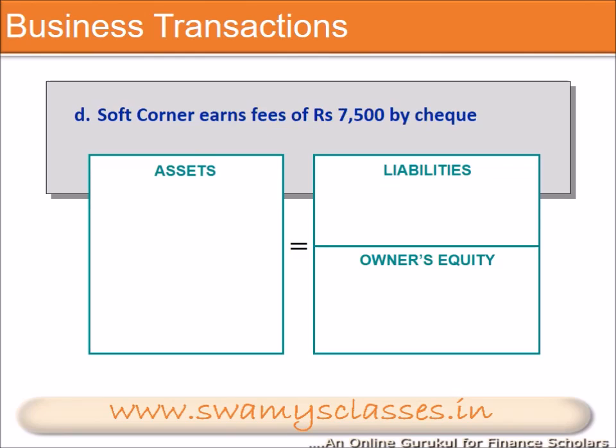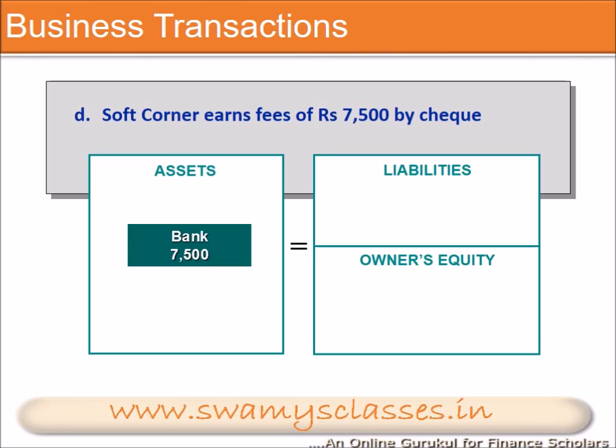The next in line, Soft Corner earns fees of rupees 7,500 by check. So obviously, if we receive the check, what do we do? We go and deposit that in our bank account. So can you imagine what will happen to our accounting equation? Assets will go up in the name of bank account by 7,500 rupees because we have deposited the check in our bank account. Parallelly, what will happen to the other side? Look at this word here, fees. We are earning fees. Whenever we are earning fees, it's nothing but an income for us. So when I say income, what will be the other area that will be affected in our accounting equation?